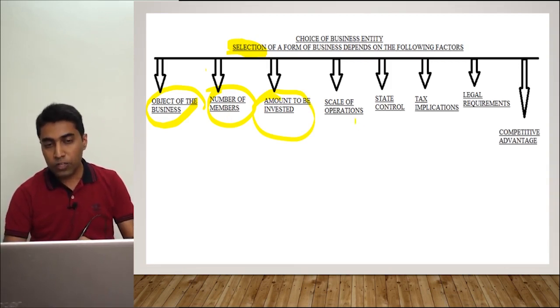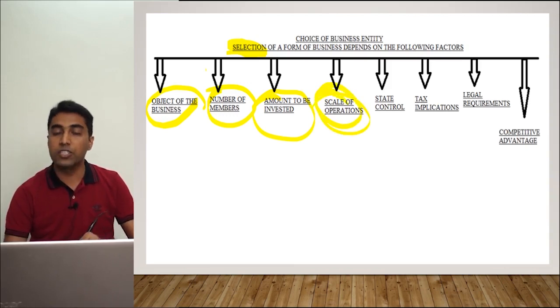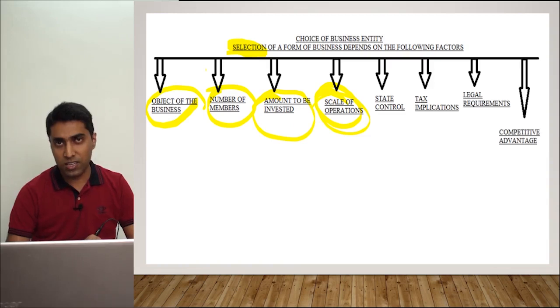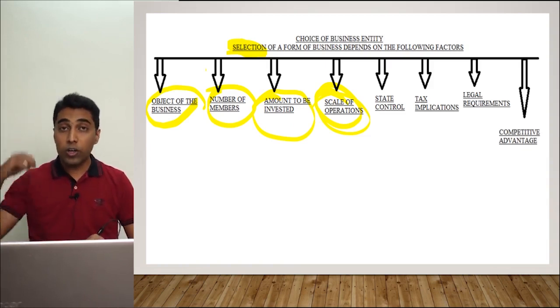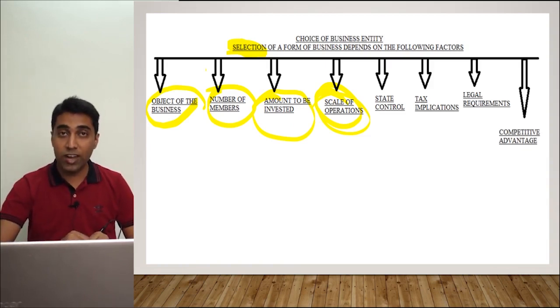Then the fourth point relates to the operations. The scale of operations. Are you going to have business only in one city? Are you going to have it in multiple locations? You're going to have a corporate office, then again a factory, etc. So it depends on your scale of operations. Are you going to have international transactions? Are you going to have international business? These things you must consider.